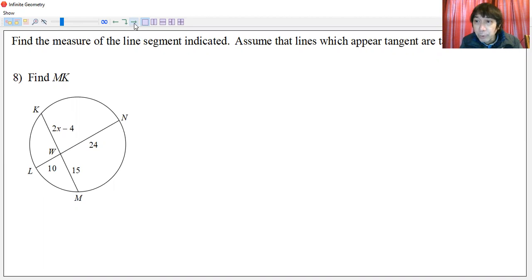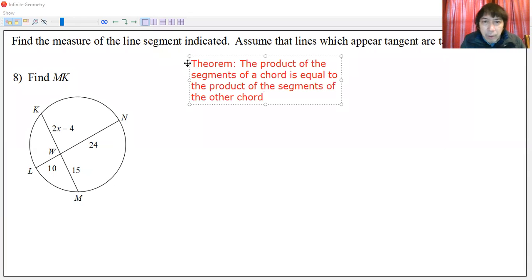The same diagram, two intersecting chords inside a circle. So our working equation will still be using the theorem. Product of the segments of a chord is equal to the product of the segments of the other chord. All right, and so our working equation will be KW times WM. Okay, WM must be equal to LW times WN. Yes, WN. All right, so this is our working equation.